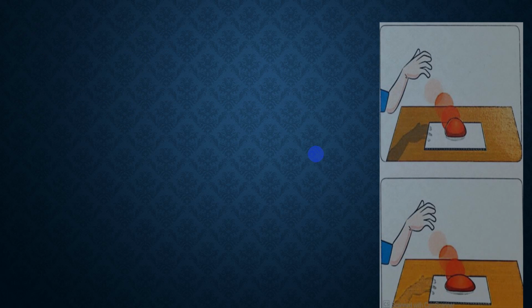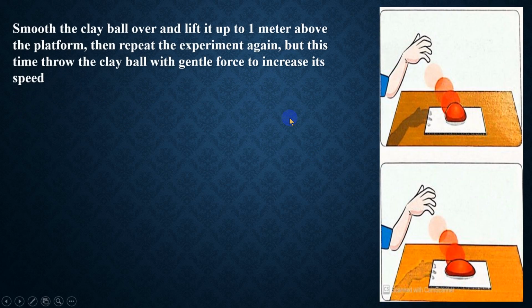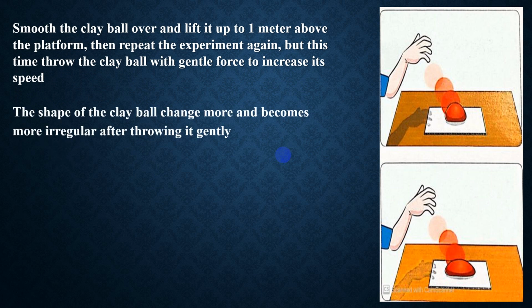So, if you repeat this, but this time throw the clay ball with a gentle force. So you give the ball a kind of force to increase its speed. The shape of the clay changes more than the previous one and becomes more irregular after throwing it gently.